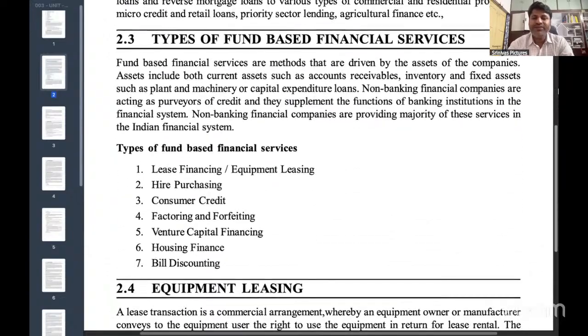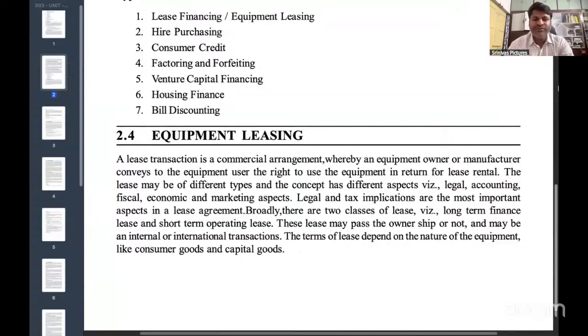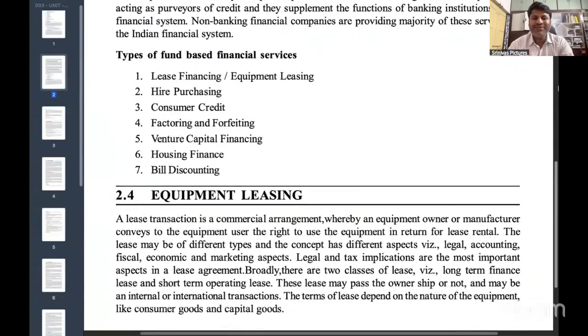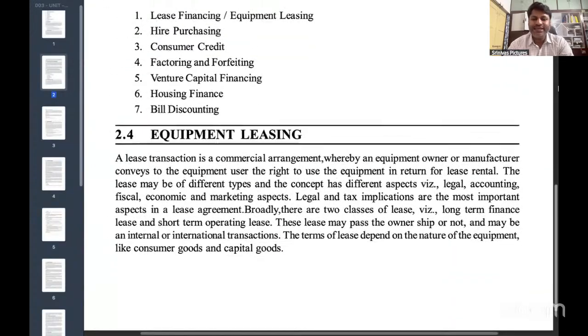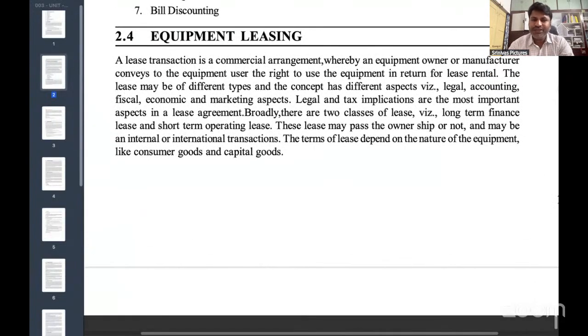And types of fund based financial services. Generally, in fund based financial services, we have lease finance, which is also called equipment leasing, and hire purchasing, consumer credit, factoring and forfaiting, venture capital finance, housing finance, and bill discounting. So the first one is what? Lease financing. As I said earlier, lease financing is also called equipment leasing.